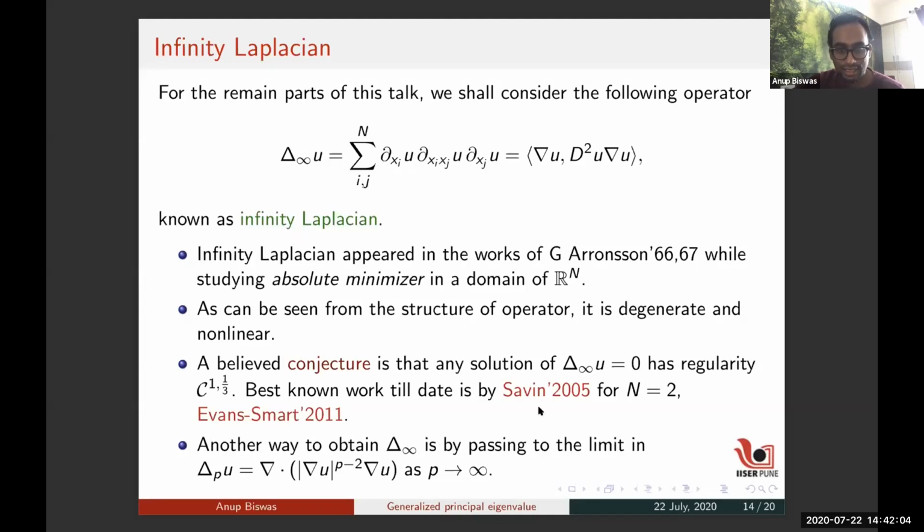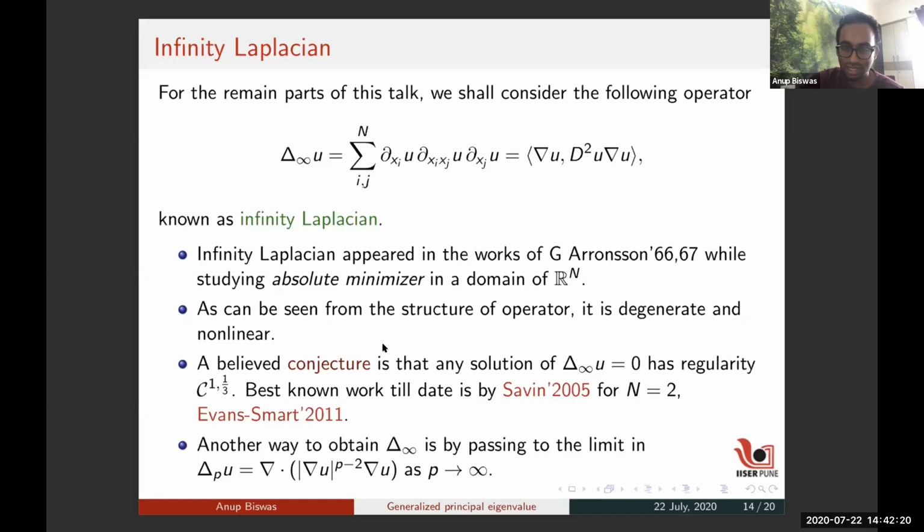And until then, the best known work is by Savin in 2005 in dimension 2. He could prove that it is C^{1,alpha} for some small alpha. And then later on, Evans and Smart could prove that it's everywhere differentiable.